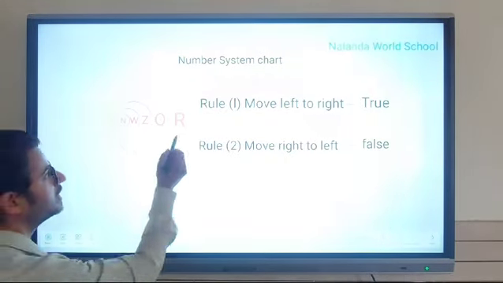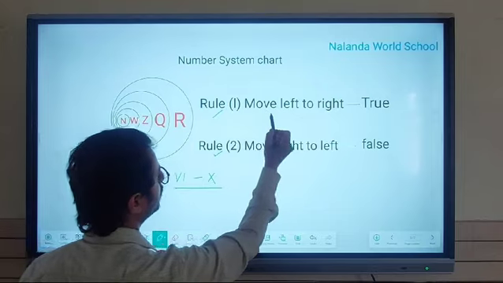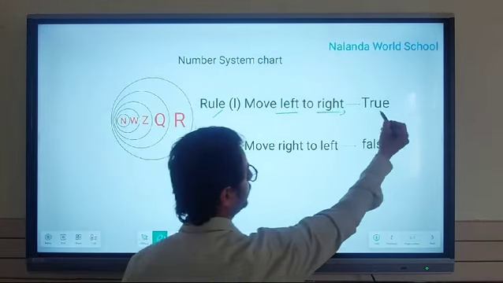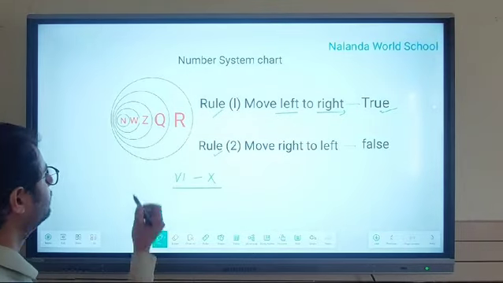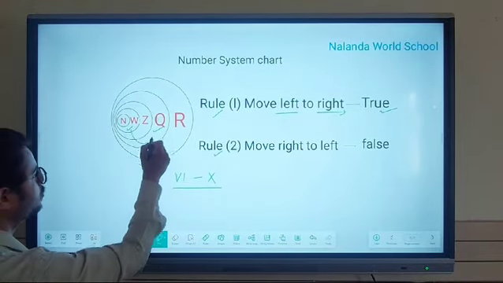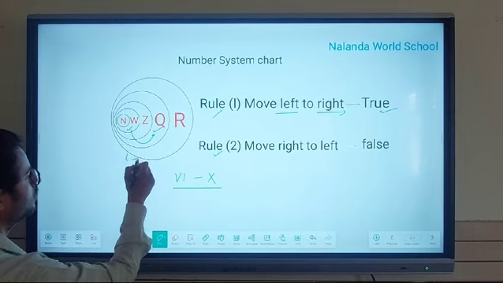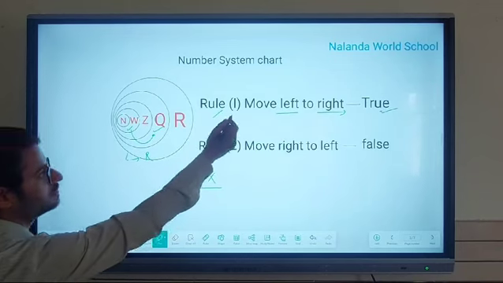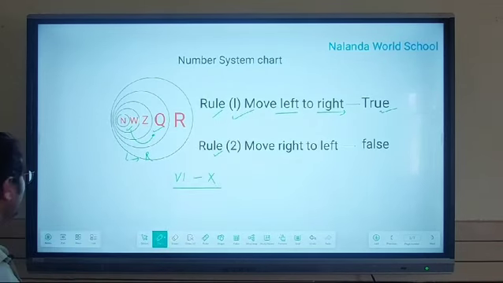Look at here. In this chart, if we are moving from left to right, then everything will be true. For example, if I say all whole numbers are rational numbers, we are moving from left to right. And if we move from left to right, then rule number 1 is applicable. According to this, the statement will be a true statement.